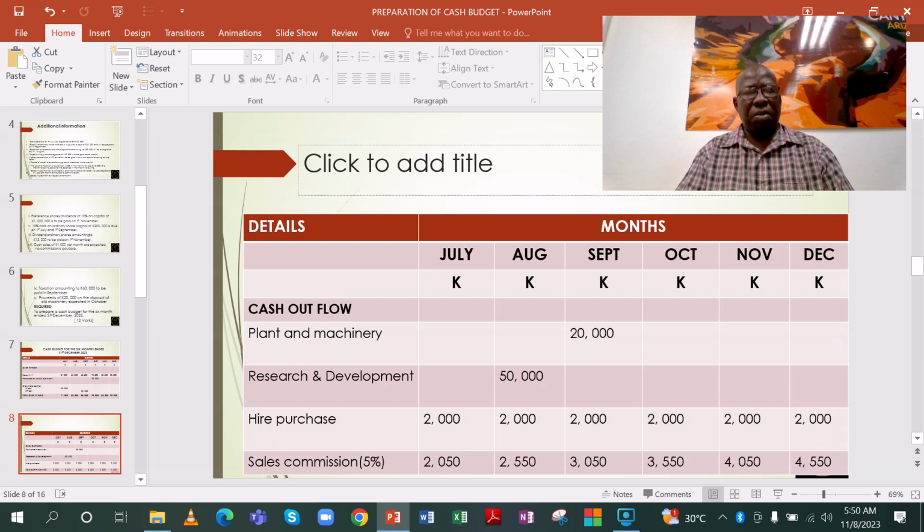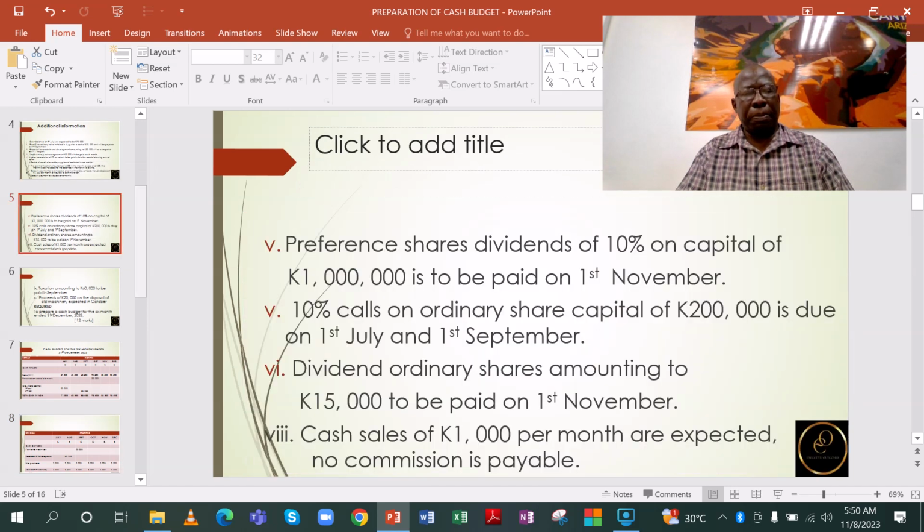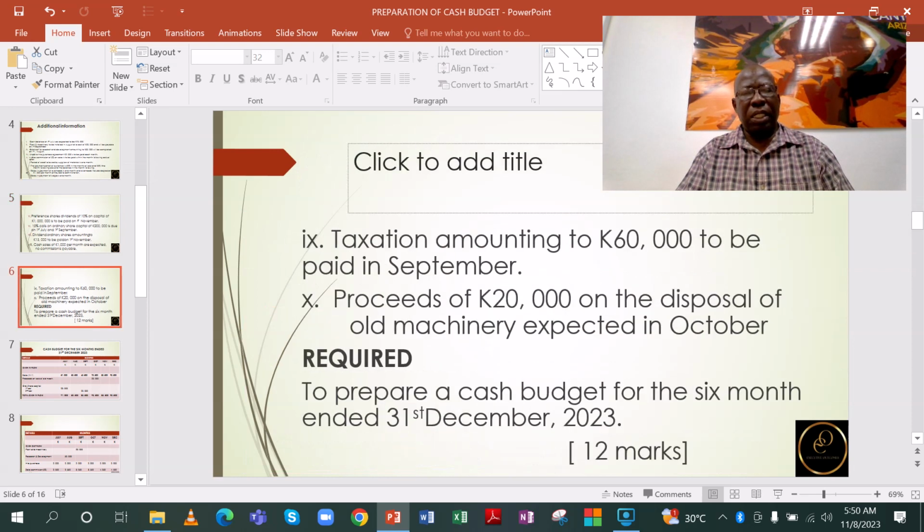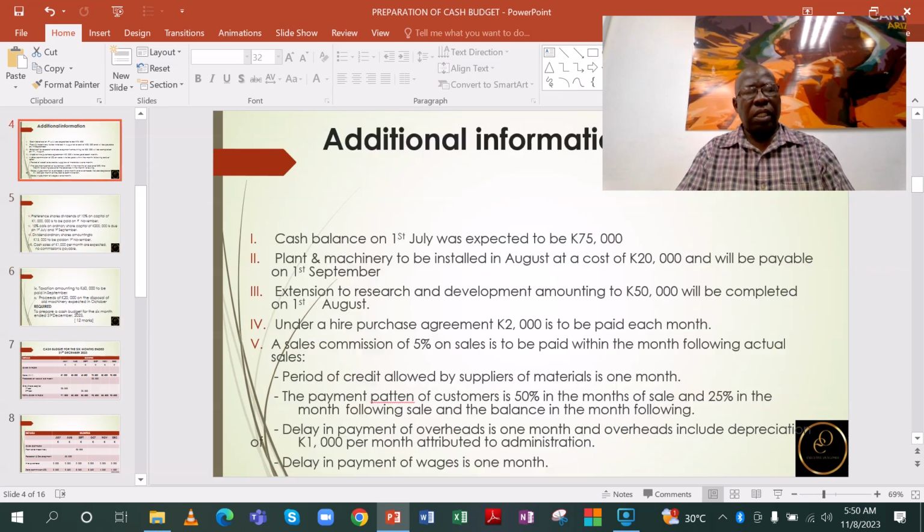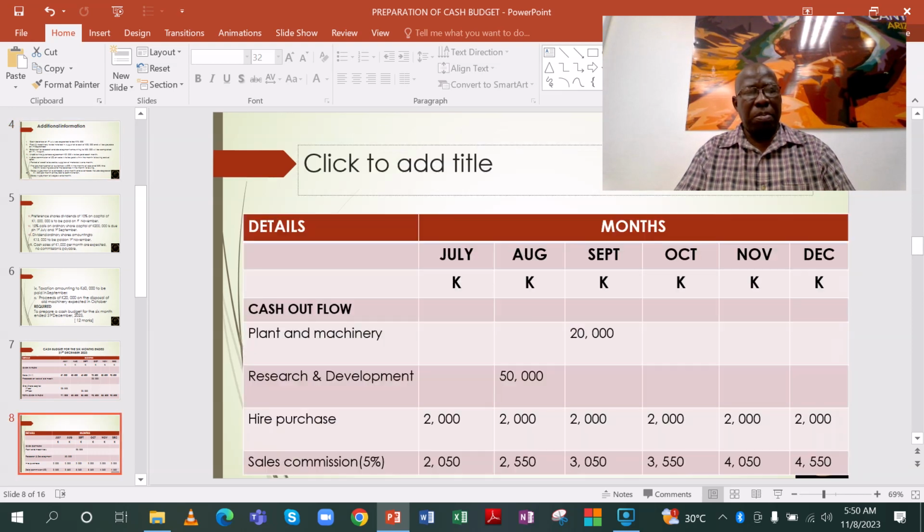Then we also have research and development. There's a note on research and development. Okay. Here, note number 3, extension to research and development amounting to 50,000 will be completed in August. So in August, payment is done. In August, 50,000 is floated here.